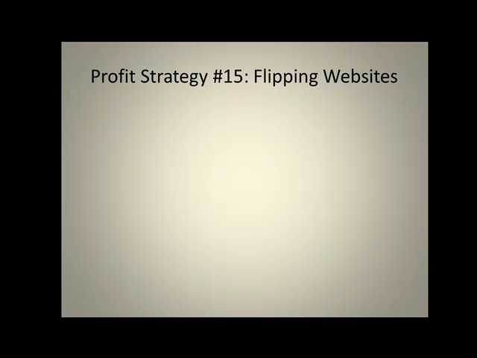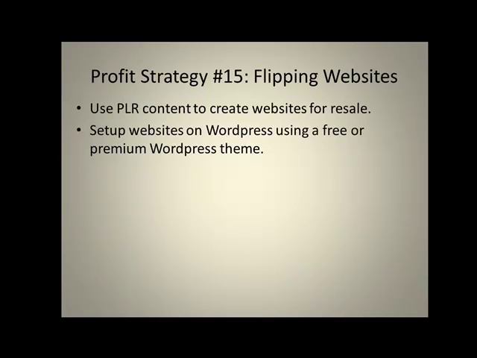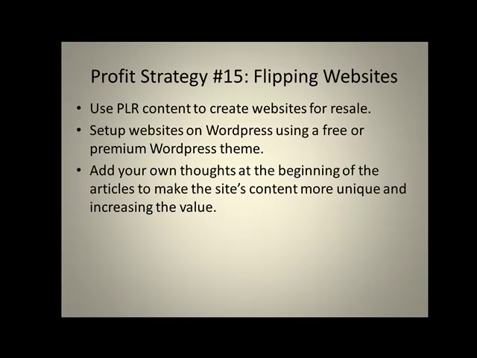Final method that we're going to talk about with leveraging private label rights is flipping websites. You can use PLR content to create websites for sale. So you could use, like we talked about, the way to make articles unique, and using ebook content and things like that. You could set up websites on WordPress using a free or premium WordPress theme. You could do a Google search for free premium WordPress theme, and you could find quite a few really good themes that you could use.